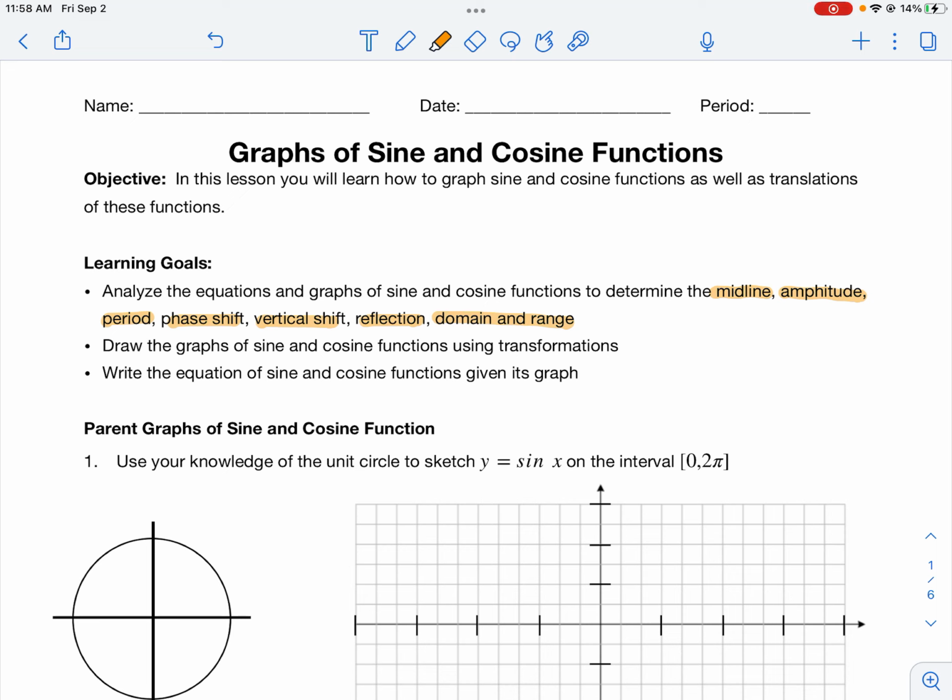And we're going to be able to look at the equation of the function and determine these key characteristics of the graph and use it to draw the cosine or sine function, sketch its graph by hand. This is no calculator involved. And then by looking at the graph or key characteristics of the graph, you're going to be able to find the equation. So we're going to go the other direction as well.